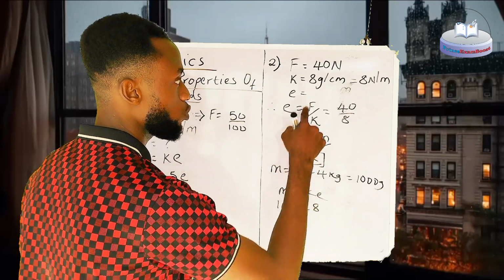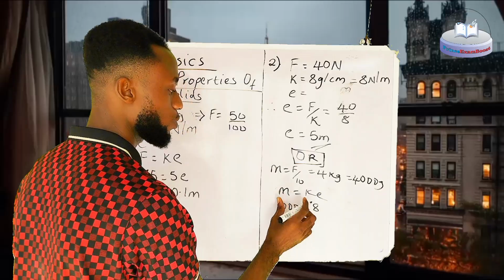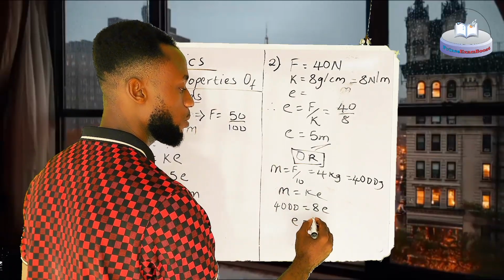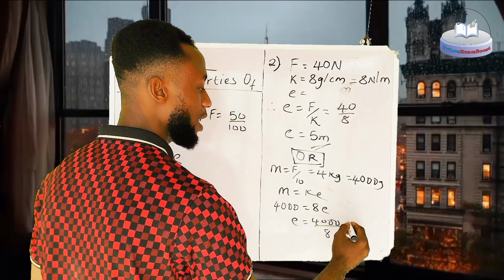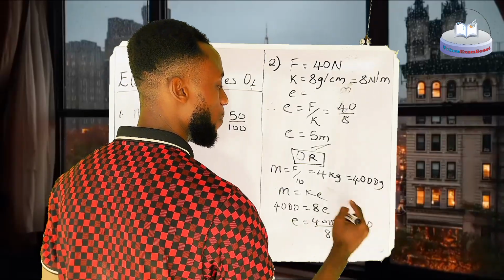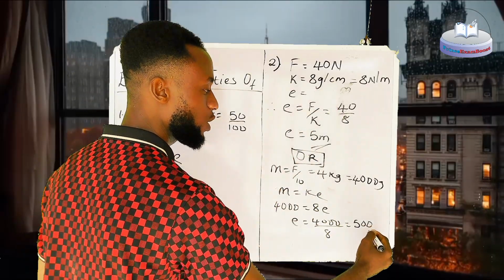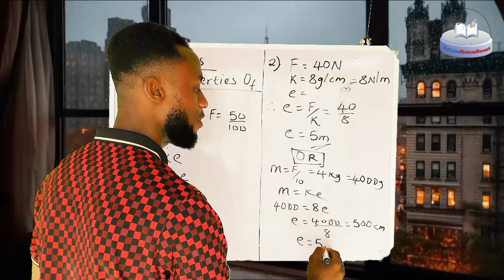No, sorry, mass was 4. Sorry, it was 4 kg. That's 4000 I meant to say. So this is going to be 4000 equal to 8 times extension. So extension becomes 4000 divided by 8. That gives us 500. But since this was gram per cm, this is 500 centimeters. Extension still comes out as 5 meters.